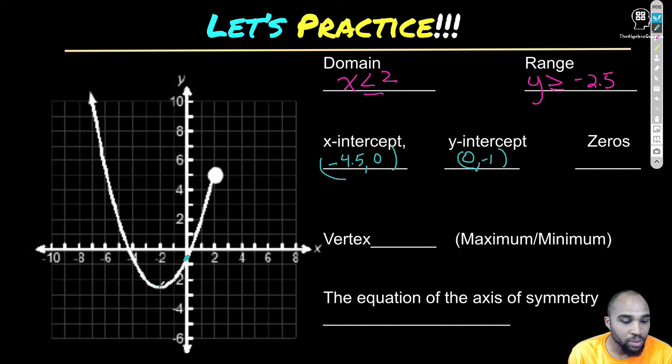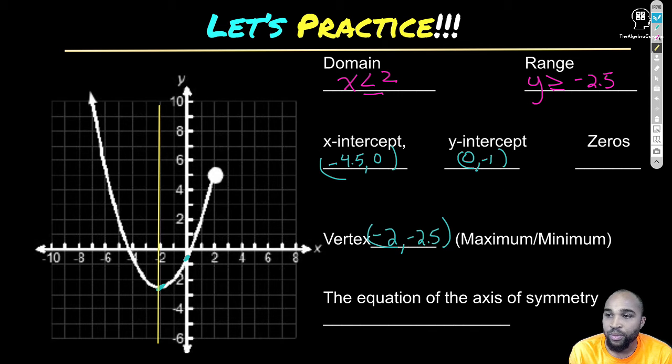The vertex is going to be right there. That's the lowest point this time, at negative 2, negative 2.5. And again, with the vertex comes my axis of symmetry, because I know it's going to go through that vertex every time. And so it's going to look like that. Bam, that's a beautiful line. Almost perfect. All right, so we're going to say x is equal to negative 2, because we see that negative 2 here, and we see it there.